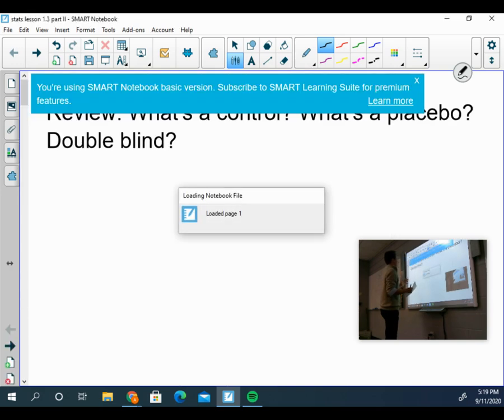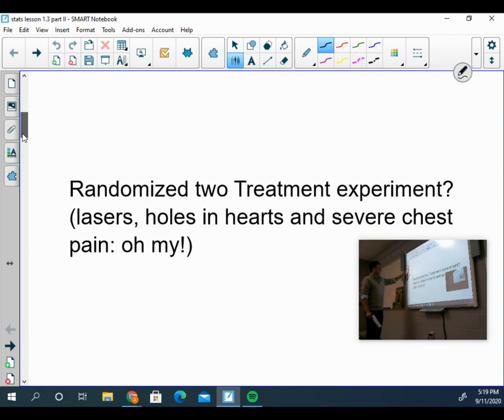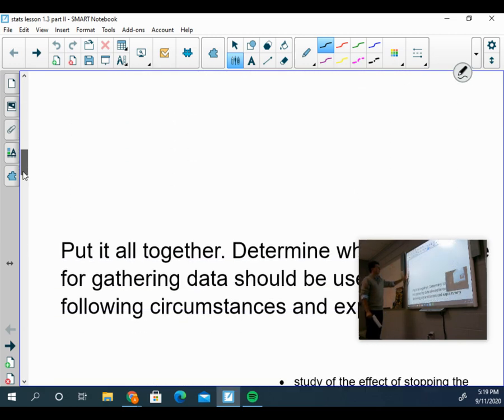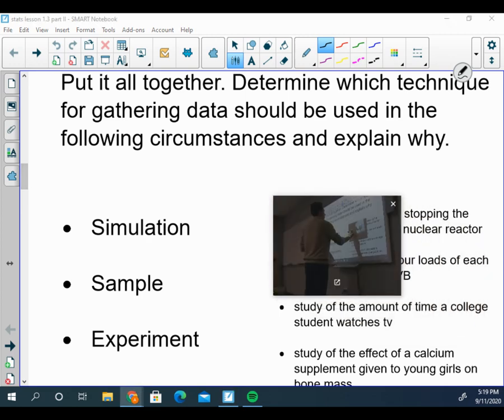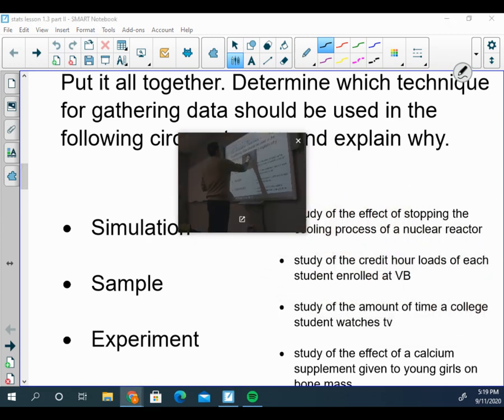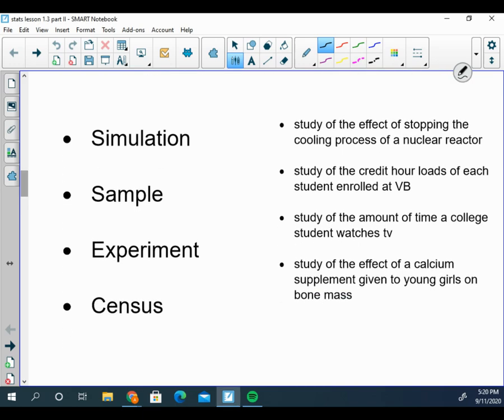Now we're really going to get into some application here. Okay? So let's apply what we've talked about. Great, Mr. Carter, I learned all these definitions. What do I actually need to know? Sorry, I'm going to move this camera here. What do I actually need to know? Well, we want to determine which technique for gathering data should be used in the following circumstances, okay? We've talked about all these different ways of gathering data in chapter 1. When do I use what? Okay? So let's talk through this together.